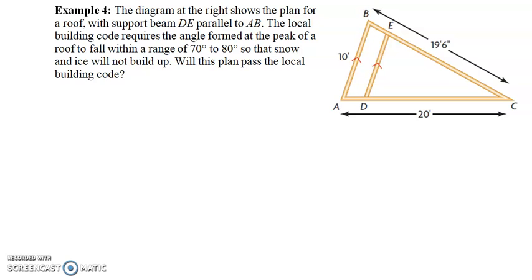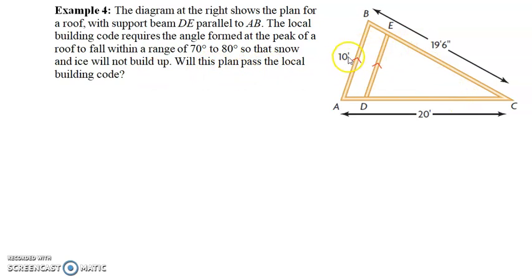We're looking at example 4. This is the diagram at the right. It shows the plan for a roof with support beam DE. There's your roof. This is the support beam ED and it's parallel to AB. The local code requires the angle to be between 70 and 80 degrees so that snow and ice will not build up and it'll slide off. Will this plan pass the local building code?